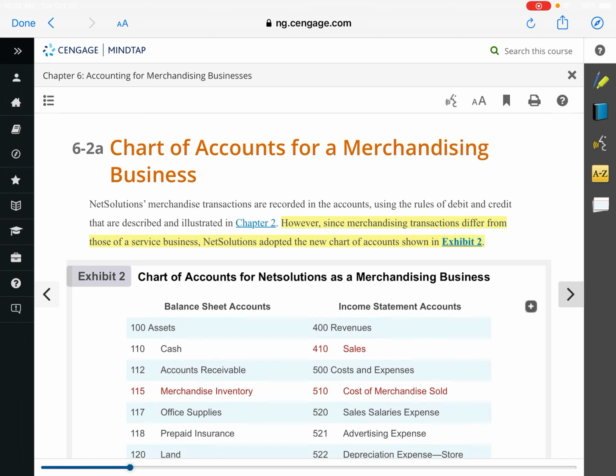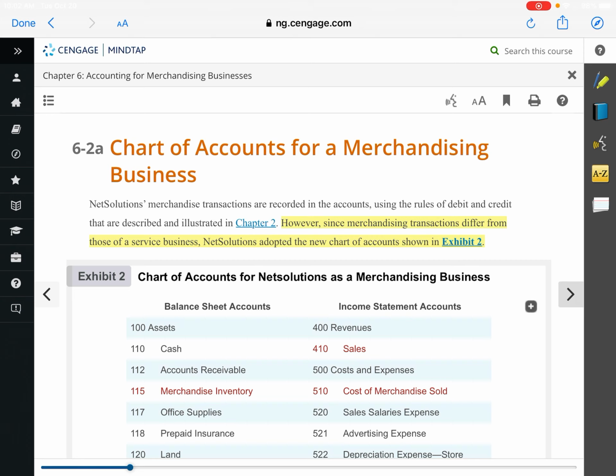So the first thing we need to understand is the chart of accounts. When you look at the chart of accounts, everything stays the same between the service business and a merchandising business except for 3 accounts. Number 1 is sales. In a service business, that's considered fees earned. The second account that changes is cost of merchandise sold. Obviously, in a service business, we don't have cost of merchandise sold because we're not selling actual goods. We're providing a service.